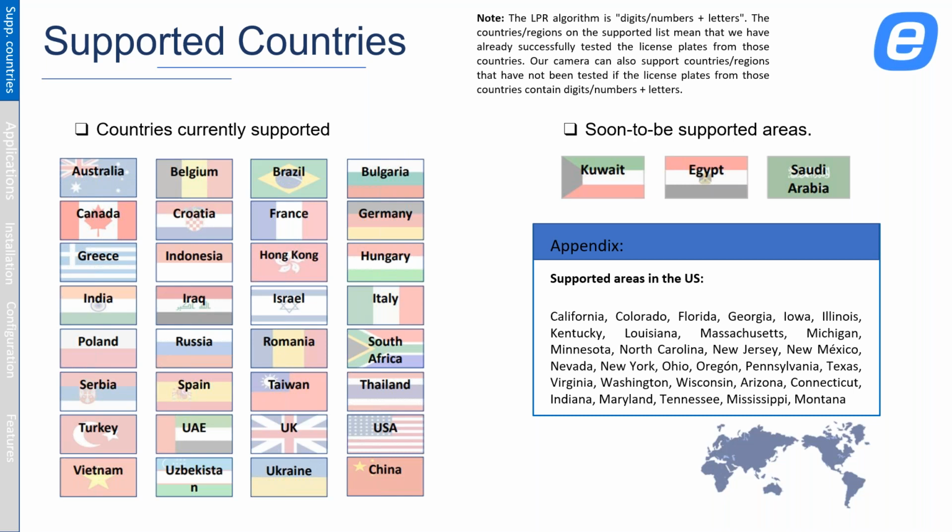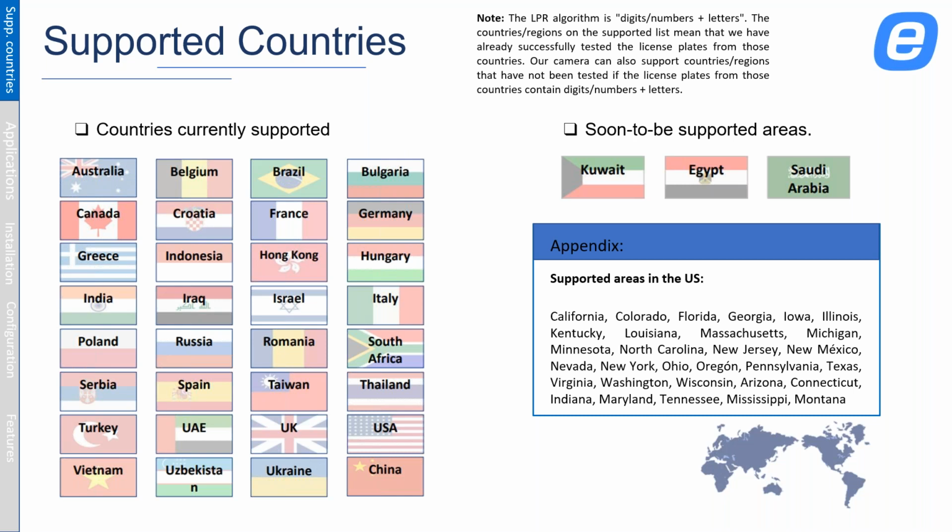There are also supported areas in the US, so California, Colorado, Florida, Georgia, Iowa, Illinois, Kentucky, Louisiana, Massachusetts, Michigan, Minnesota, North Carolina, New Jersey, New Mexico, Nevada, New York, Ohio, Oregon, Pennsylvania, Texas, and you can see there that the list can go on. Sooner or later, we're going to add more countries that can support this.